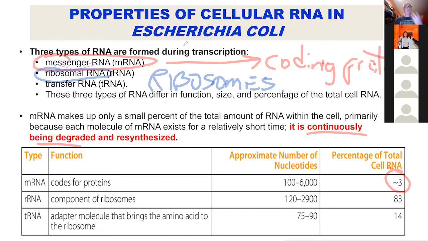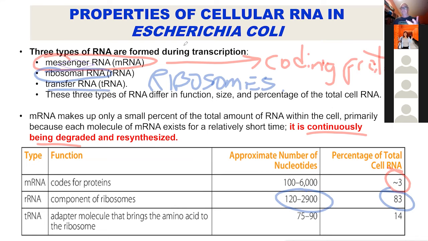And almost all of the RNA that you find in the cell at any one time is ribosomal RNA. And it's normally pretty big. You get these fairly large structures in there. And then finally, transfer RNA.